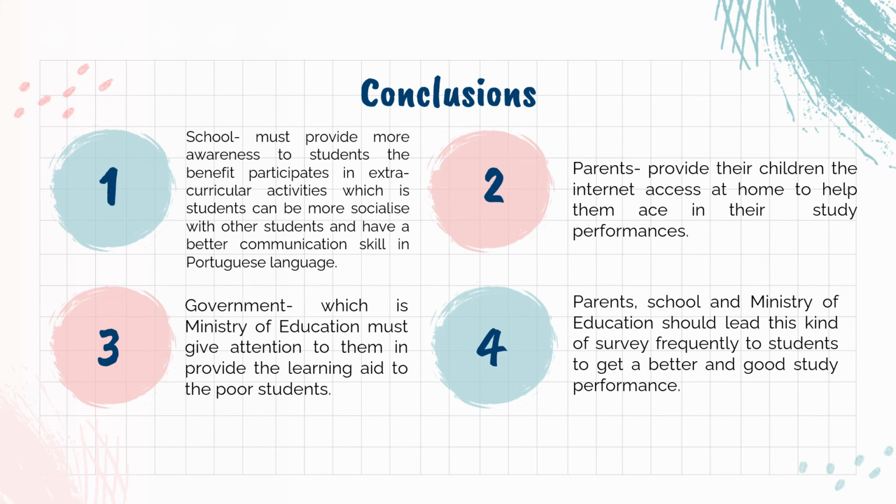Second, parents must provide their children with internet access at home to help them ace their study performance. Next, the government, which is the Ministry of Education, must give attention to them and provide learning aid to poor students. Lastly, parents, school and the Ministry of Education should conduct this kind of survey frequently with students to get better and good study performance.